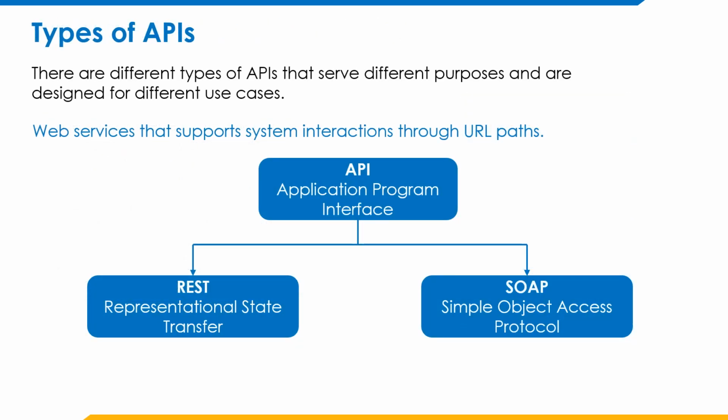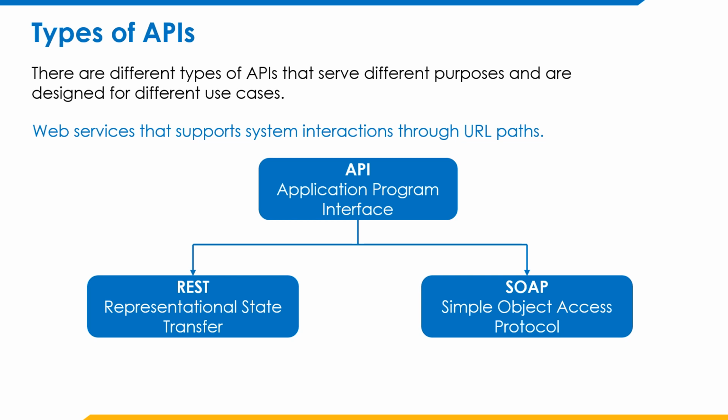In this slide, we talk about types of APIs. There are different types of APIs that serve different purposes and are designed for different use cases. Web services support system interaction through URL paths. A web service API or web API is an application processing interface between a web server and a web browser. All web services are APIs, but not all APIs are web services. Web service APIs are typically private and only approved partners may access them.